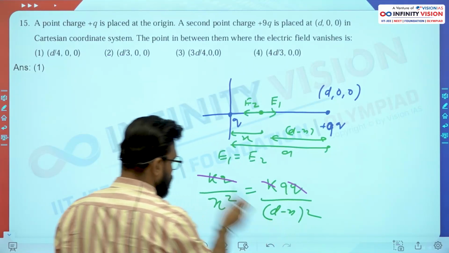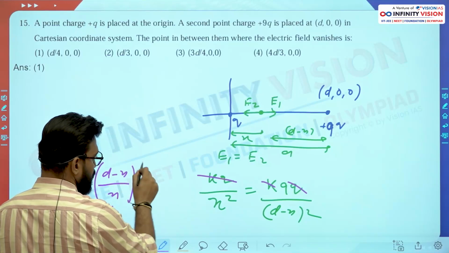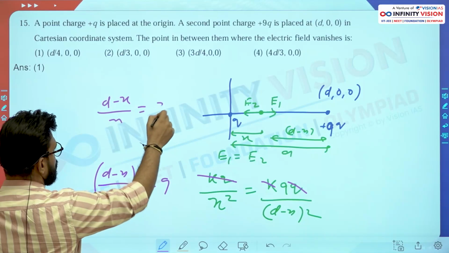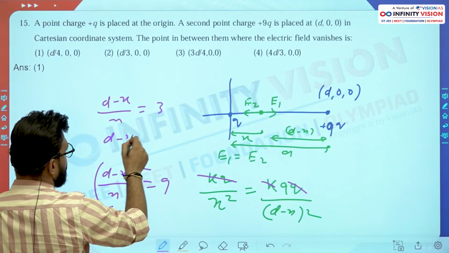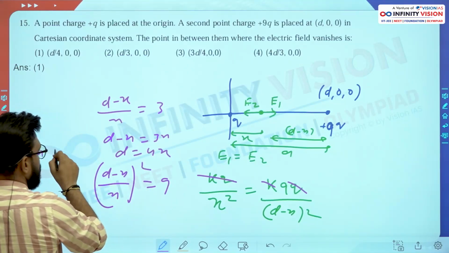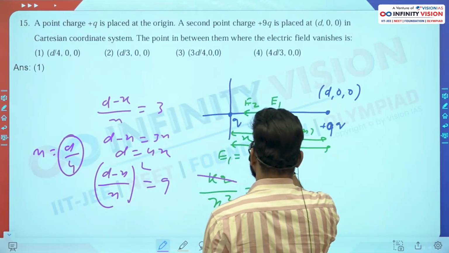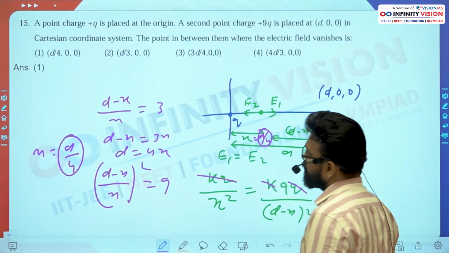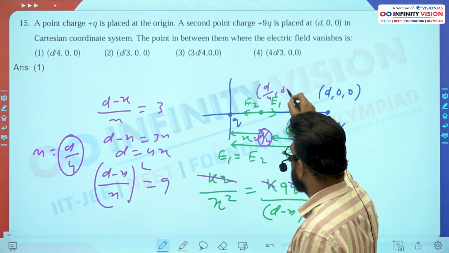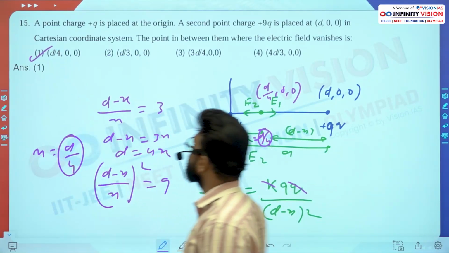Okay, kq is going to cancel out. This comes out to be (d minus x) by x, whole square, is equal to 9, so (d minus x) by x is equal to 3. d minus x is 3x, d comes out to be 4x, and x comes out to be d by 4. So that means at a distance of d by 4, the electric field would be 0. The coordinate of this point would be (d by 4, 0, 0). So the first option is the correct option that you must get.